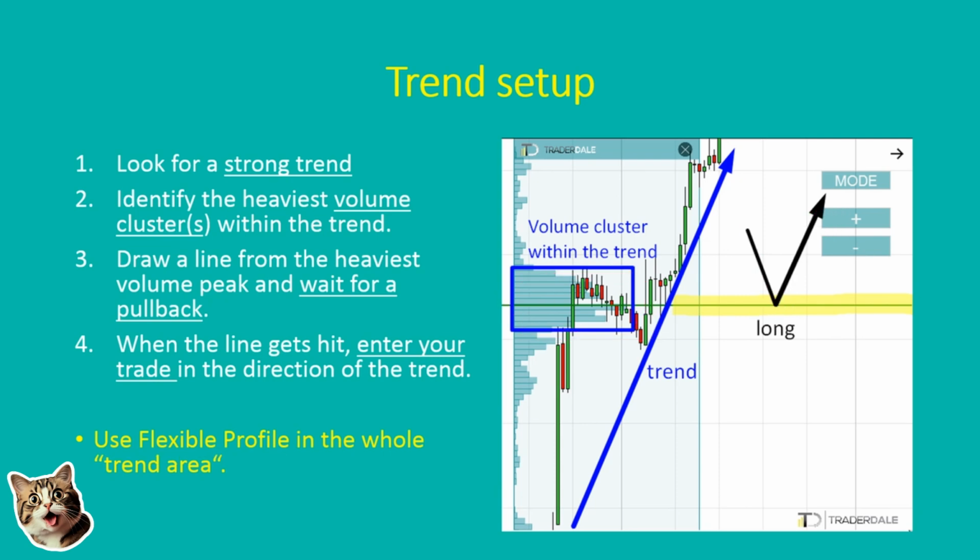And what I also wanted to mention is that you use the flexible profile in the whole trend area. So when there is a trend, you use the flexible profile over the whole trend. So if there is a trend like this, you use the flexible profile on this whole area. You are interested in the whole trend. And if you do that, you will see the most significant volume clusters within the trend. There can be one, there can be two, there can be more than that, there could be 3 or 4, and you can trade all of them.